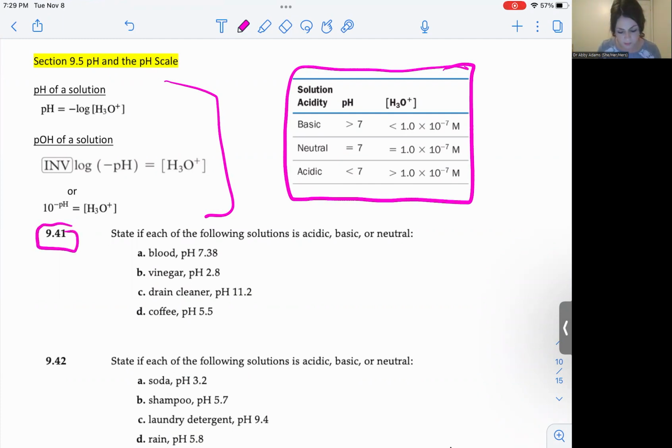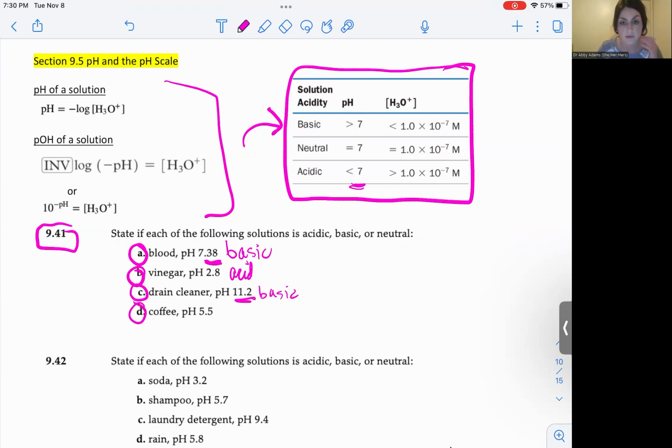So state if each of the following solutions is acidic, basic, or neutral. So blood, the pH is 7.38. And I told you in class earlier, that's slightly alkaline, which is another way of saying that's basic, because it's greater than 7. All right, vinegar, a pH of 2.8. Well, vinegar, that's an acid, right? So pH of 2.8, that's much lower than 7. So that's an acid. Drain cleaner, like Drano, 11.2, that's much greater than 7. That's going to be basic.